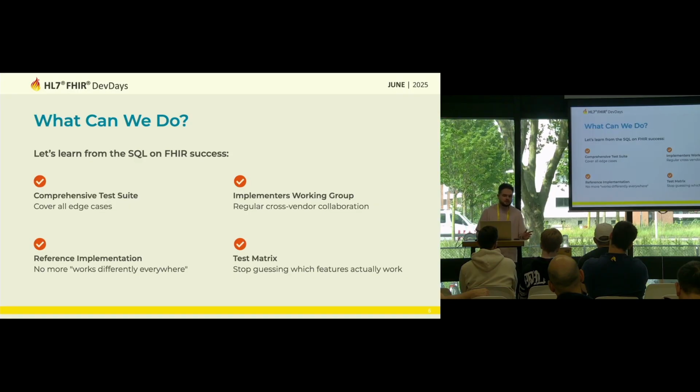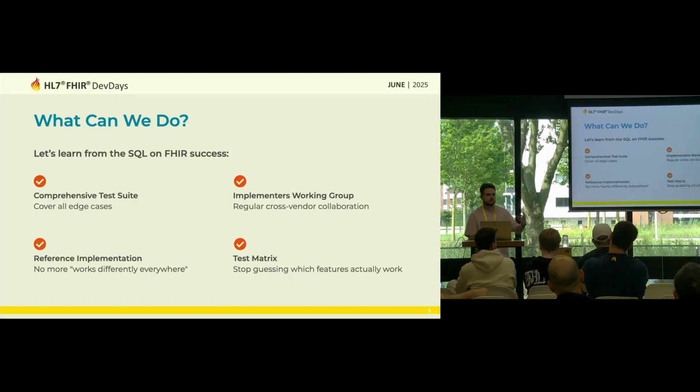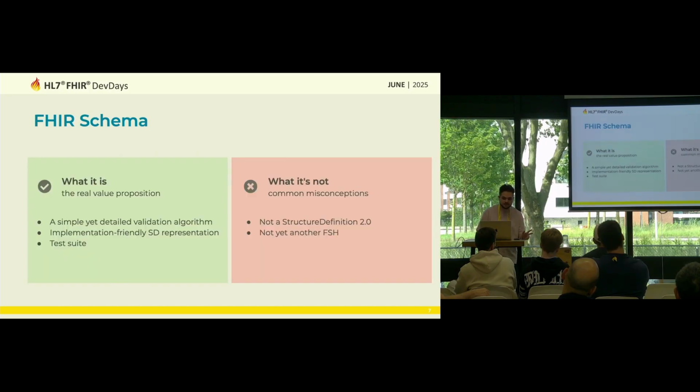Of course, we need an implementers working group dedicated to implementers, discussing how to implement an actual engine, and test metrics from which you can deduce which features you're actually missing. And here it is, finally, FHIR Schema, the project that tries to solve all of these problems.